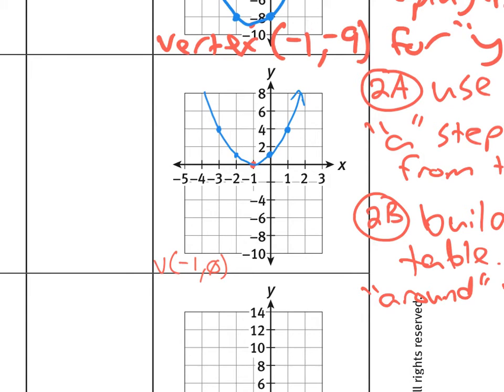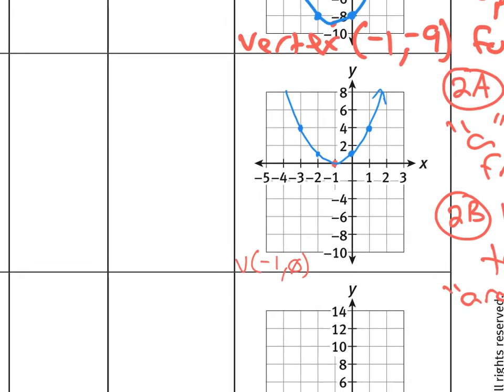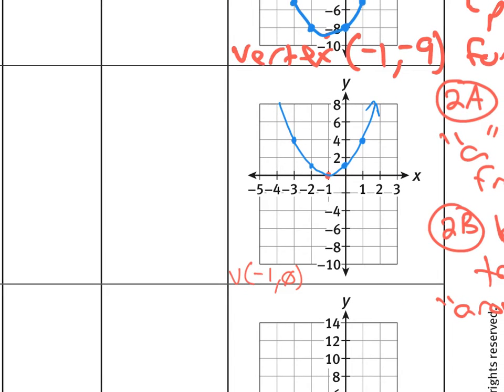How many x-intercepts does this one have? 1. It's also the what? The vertex. So we have 1 x-intercept, which ends up being the vertex. Will that always be true? If you have 1 x-intercept, will it always be the vertex? Yes.